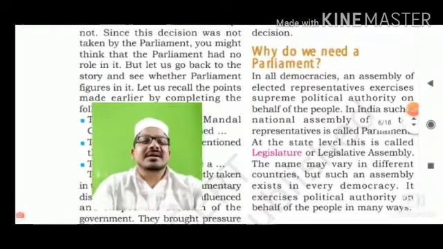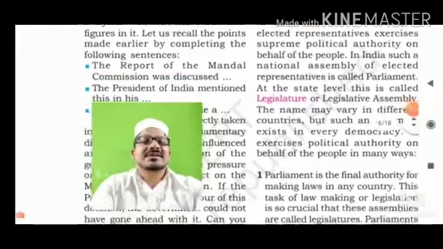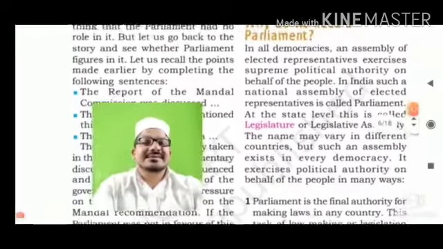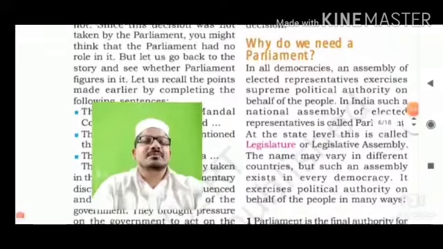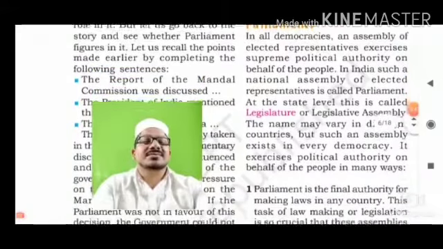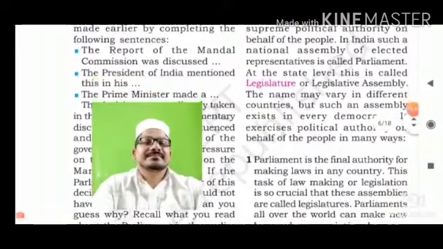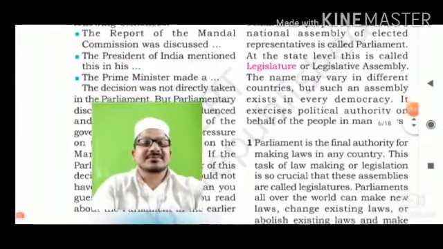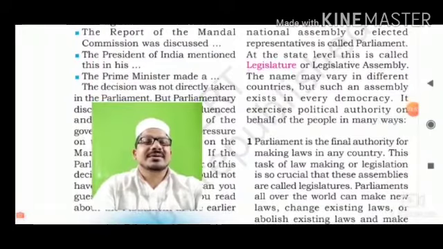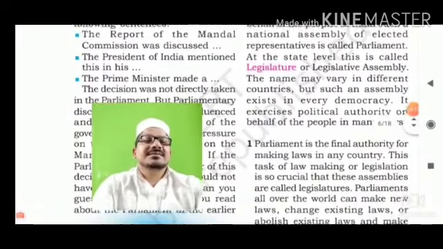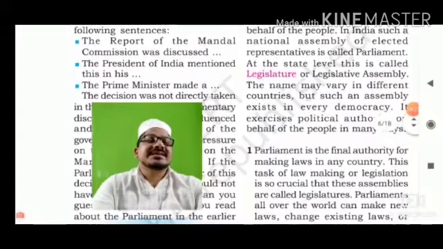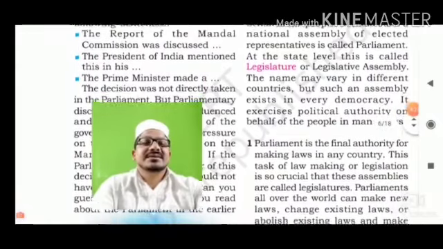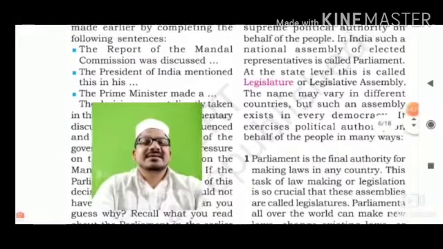We can see the parliamentary structure or the parliament in each and every democratic country, but the name of parliament will be different from country to country. The name of the parliament in Russia is entirely different from the parliament of America. So parliament is very necessary for a democratic country. So let us have a discussion upon the necessities of Parliament.